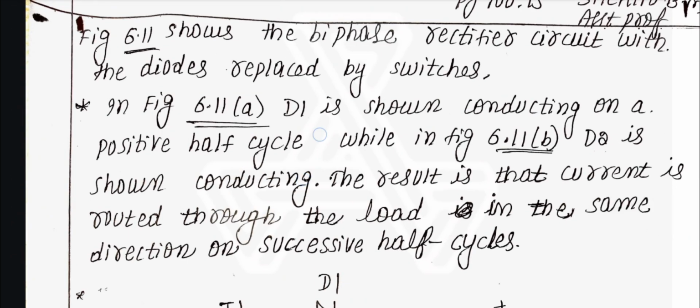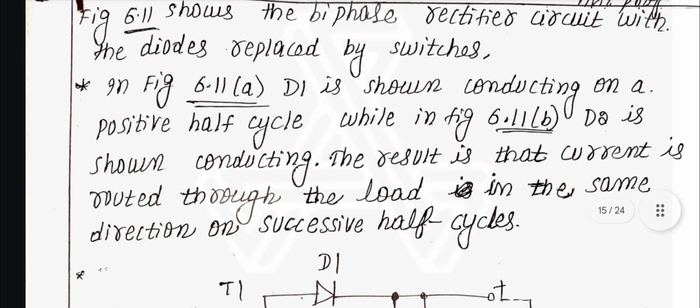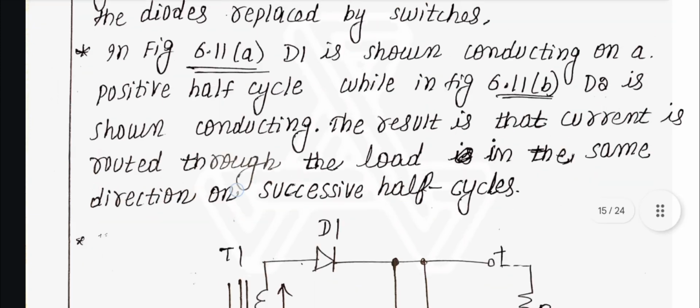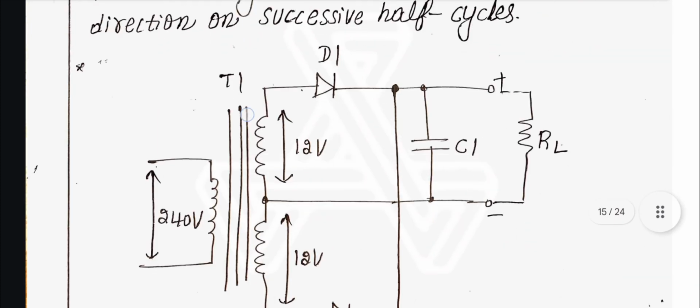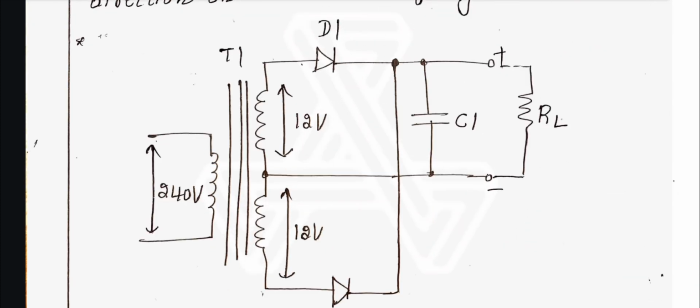Figure 6.11 shows the biphase rectifier circuit with the diodes replaced by switches. D1 is shown conducting on a positive half cycle, while in the other figure, D2 is shown conducting. The result is that current is routed through the load in the same direction on successive half cycles. Biphase rectifier with reservoir capacitor. It is the C filter. Reservoir capacitor connected.